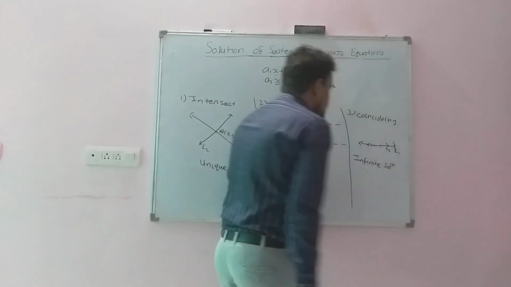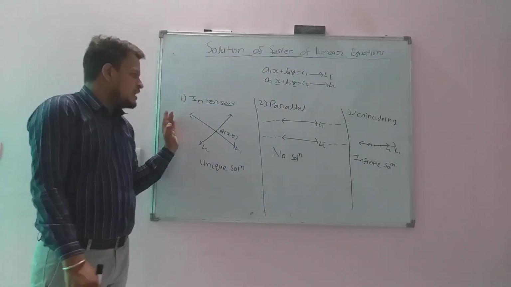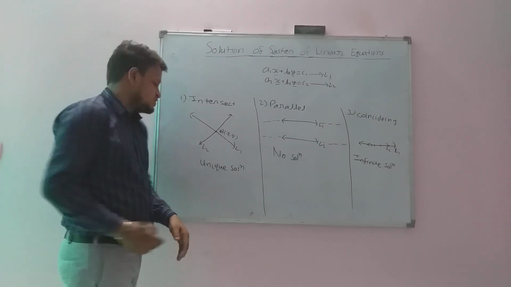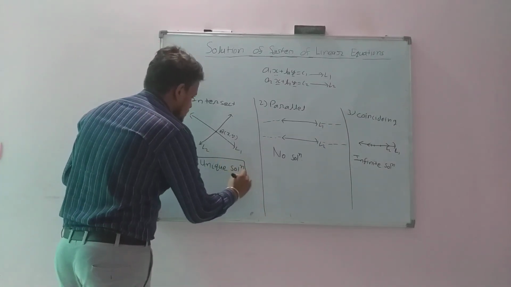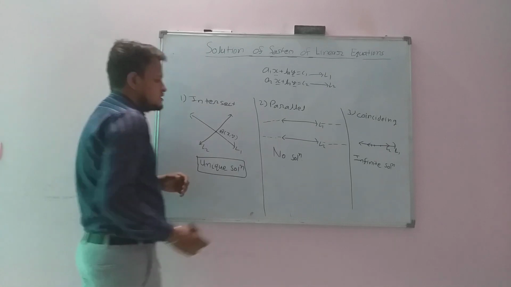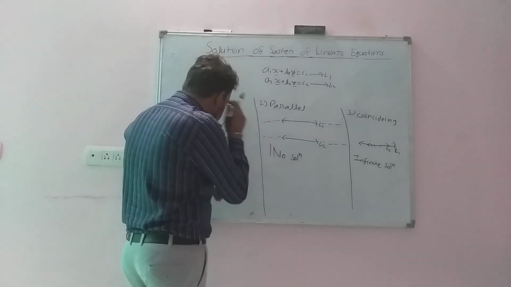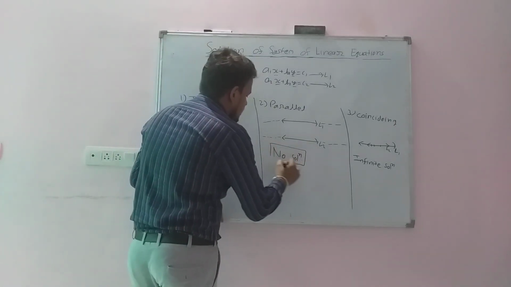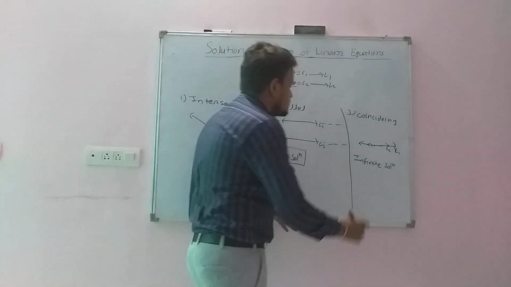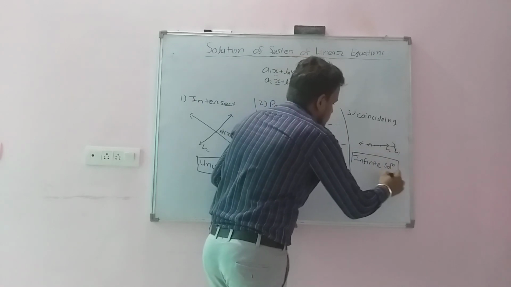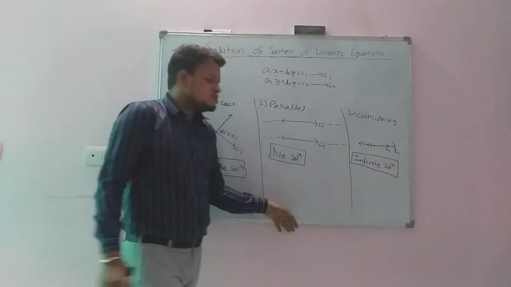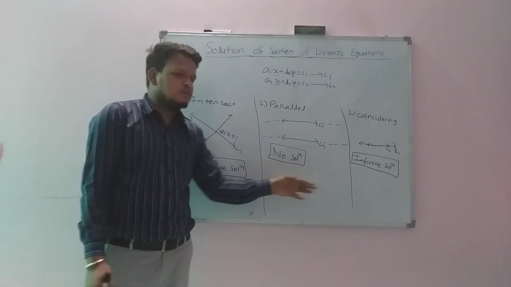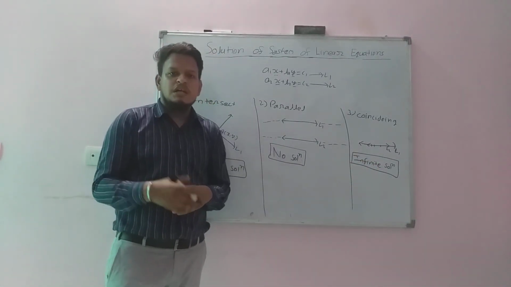So here, when the lines are intersecting, parallel or coinciding, we are getting three types of solution. First one is unique solution when lines are intersecting. Second one is no solution when the lines are parallel, and third one is infinite solution when the lines are coinciding with each other. So under what condition can we say that the solution is unique, no solution or an infinite solution? Let's see.